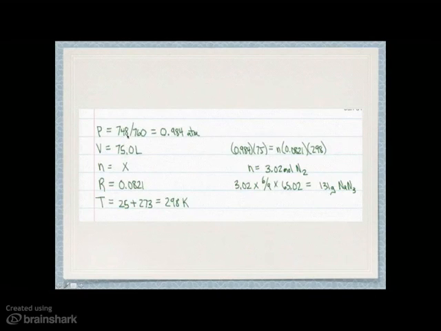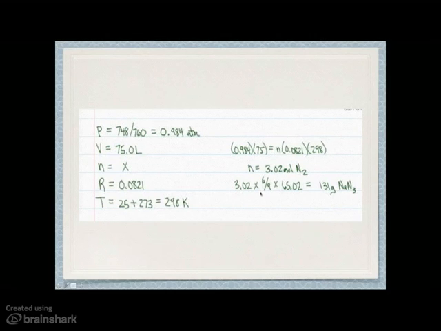So here's the problem. First off, I plugged it into PV equals nRT. You have your pressure, 748, just make sure it's in atmospheres. You have the volume, 75, and R is always 0.0821, and then for temperature you have 25 plus 273 so that you get Kelvin. Plug that into the PV equals nRT equation, solve for it, and you end up with 3.02 moles, and again that's for N2, because all that information was for the N2.